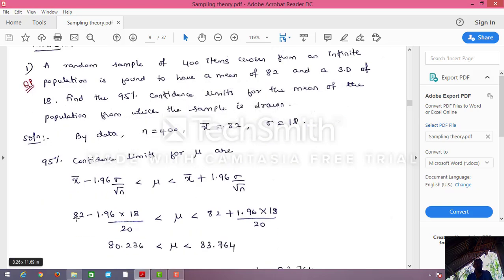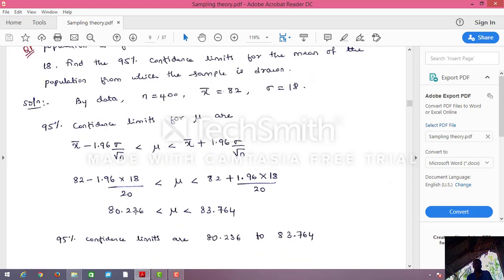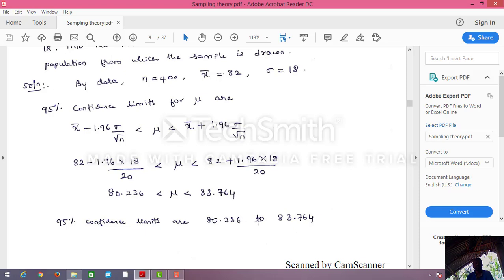Now I am substituting. The x bar value is 82, 1.96 into the sigma value, and the n value, which is root of 400. Root of 400 is nothing but 20. So 82 minus 1.96 into 18 divided by 20 less than mu less than 82 plus 1.96 into 18 divided by root of 400, which is 20. Now if you simplify this, you get 80.236 less than mu less than 83.764. These are the 95% confidence limits: 80.236 to 83.764.